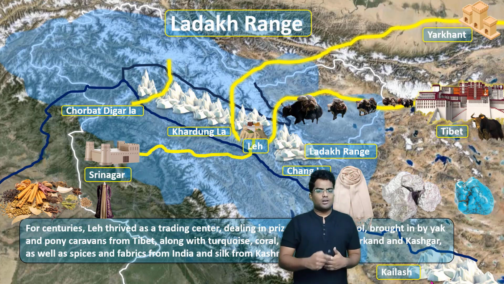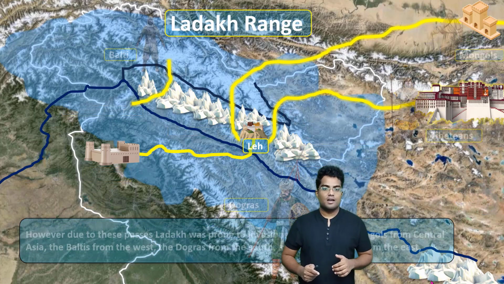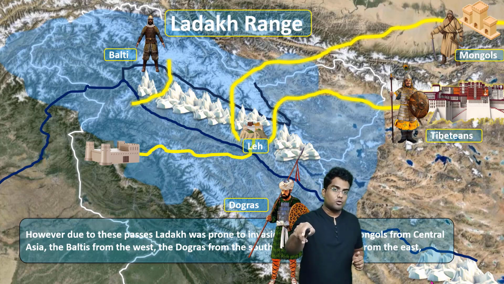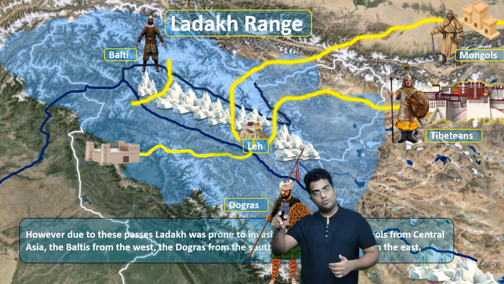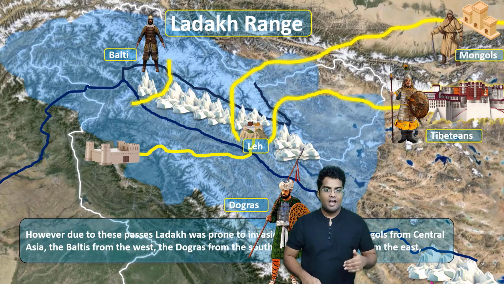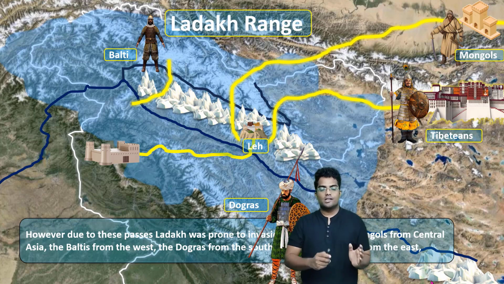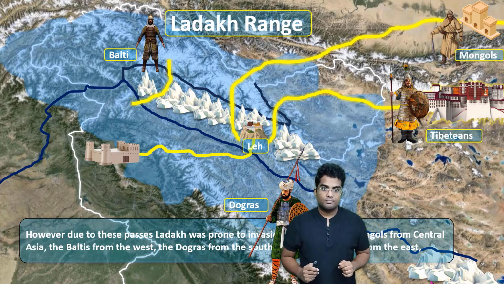Right? Despite this, you should understand that since it was located near the passes, it was also attacked by many invaders. For example, the Mongols attacked Leh. The Tibetans also attacked Leh. Then the Dogras from the Indian part also attacked Leh. And furthermore, the Baltis also attacked Leh from these passes. So essentially, because of these passes, Leh prospered, but at the same time, it was also prone to invasions. Strategic location, but prone to invasions.